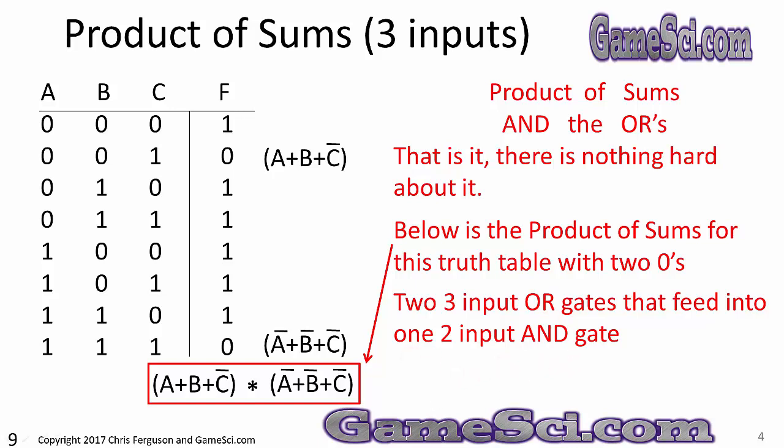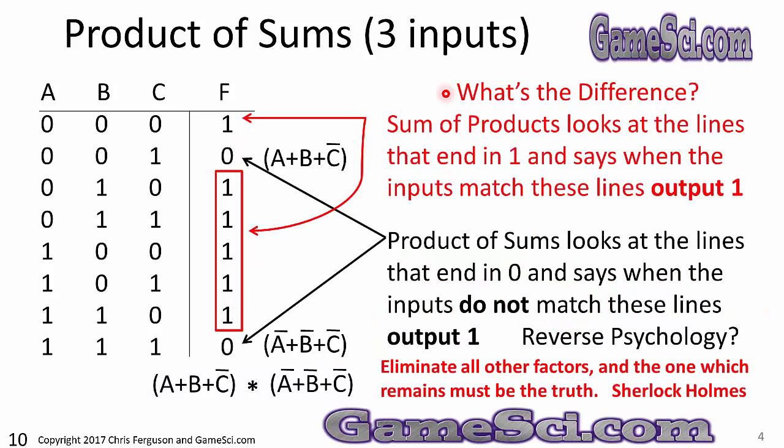Product of sums has an advantage here. There's only 2 lines that end with 0. It's going to produce a simpler expression than sum of products, which has to look at these 6 ones. What's the difference? Sum of products looks at the lines that end in 1 and says when the inputs match these lines, output a 1 for the circuit. So it has to look at all 6 of these ones.